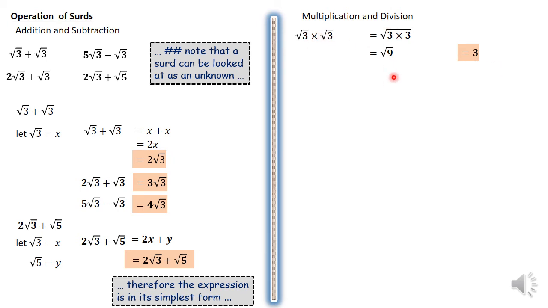Similarly, we can approach it the way I've done it there. That is, root 3 times root 3 is the same as the square root of 3 times 3. That is the square root of 3 times 3 within the root, which is the square root of 9. The answer there would be 3.